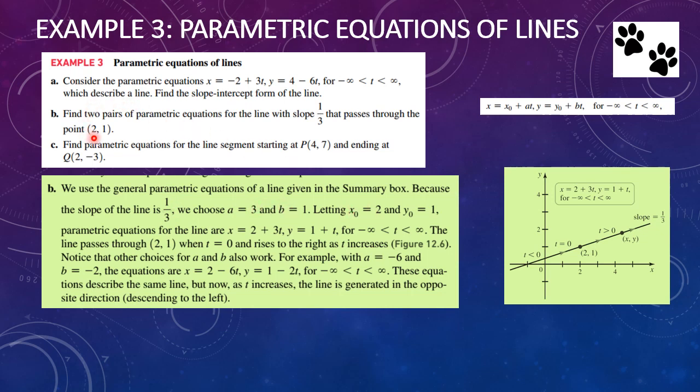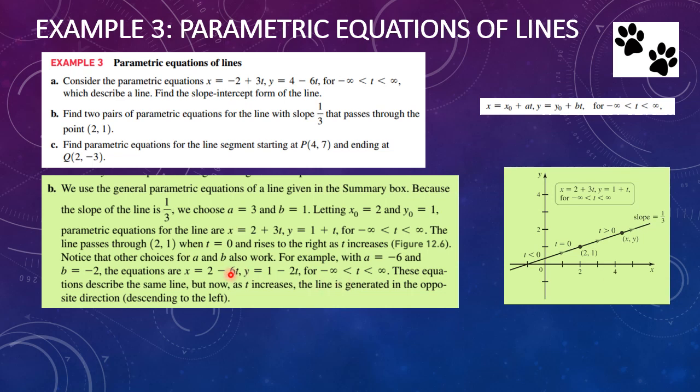Letting x sub 0 equal the x value in the given point and y sub 0 equal the y value, the parametric equations, simply modeling after this, remember the general form is x sub 0 plus at for the x equation, so we get x equals 2 plus 3t. And y equals, in general form, y sub 0 plus bt. We get y sub 0, which is 1, from that point that the line's going through, plus 1t, or just t, for t between negative infinity and infinity. The line passes through (2, 1) when t equals 0 and rises to the right as t increases, as you can see here in the graph.